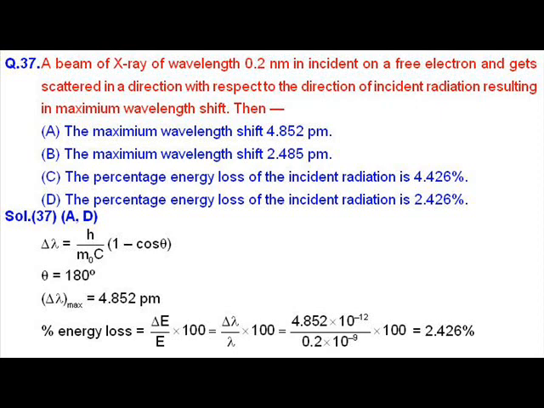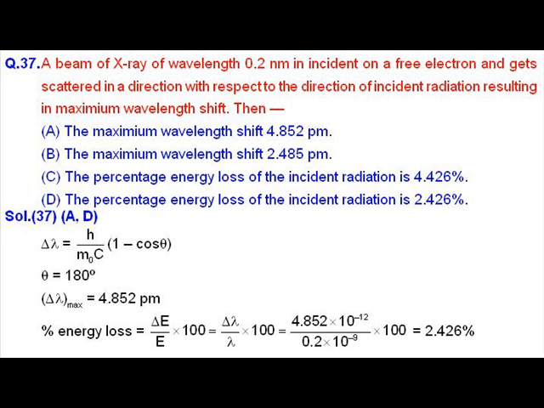Hello everyone, we are going to discuss question number 37 from MTP3. Here a beam of X-ray which is having a wavelength of 0.2 nanometer is made to fall on a free electron. Then it will get scattered and then we have to find out the maximum wavelength shift as well as the percentage energy loss of the radiation.